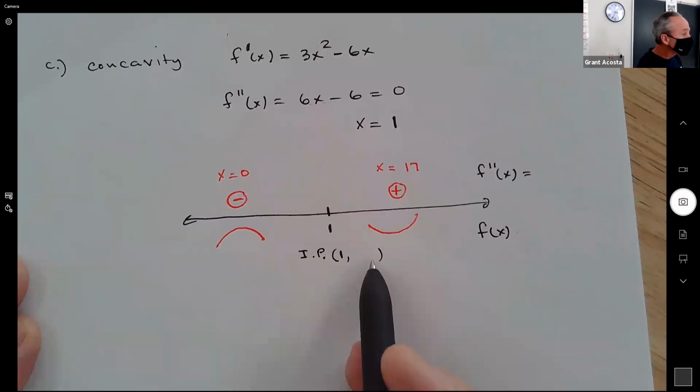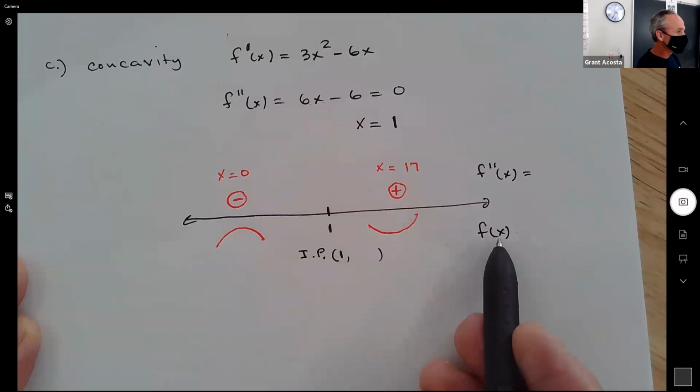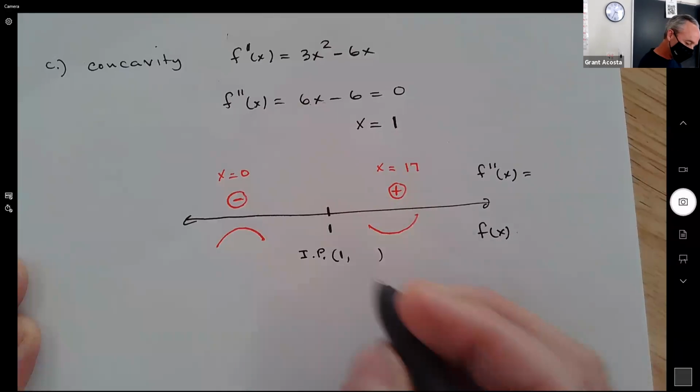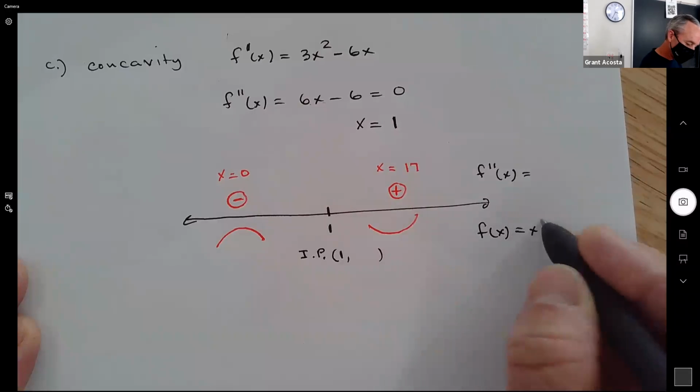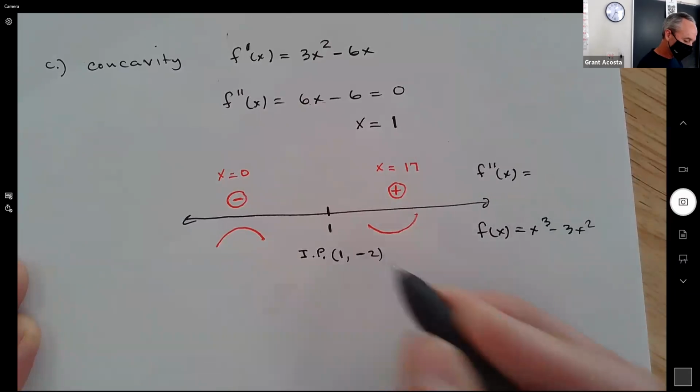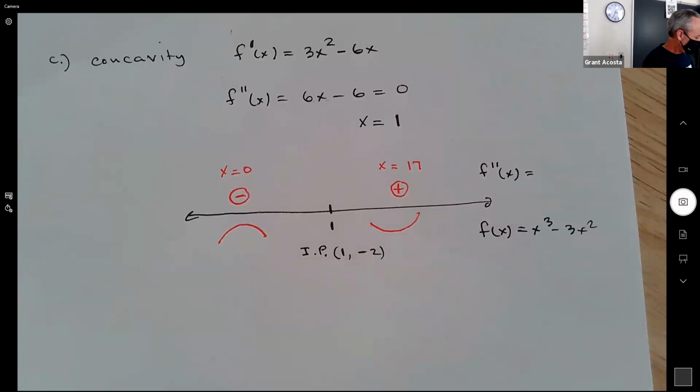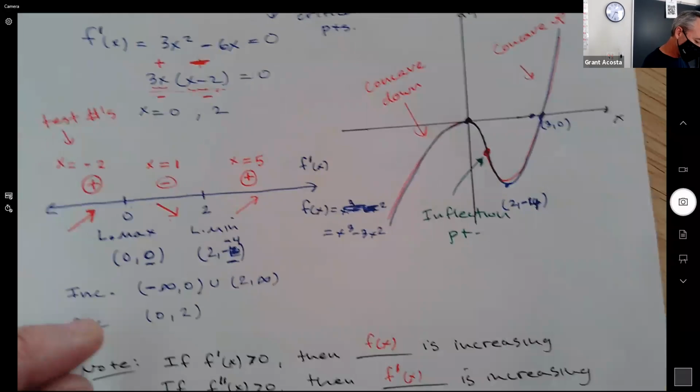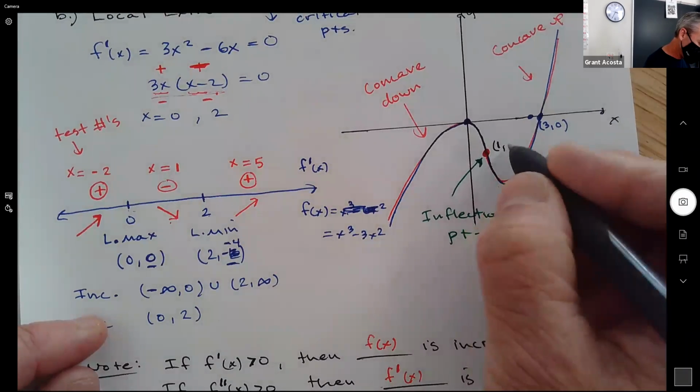How do I find the y value? Plug 1 into who? Everything has a meaning. I'm going to plug it into my original equation, which was x cubed minus 3x squared. So that's going to be -2. And then I can come back here and update my graph. I'll put this up here temporarily. I now know this inflection point is at (1, -2).